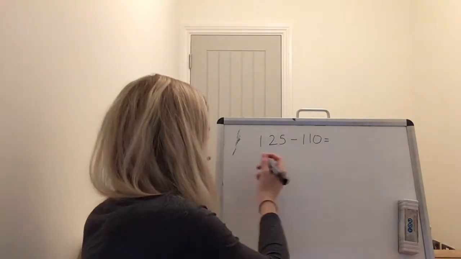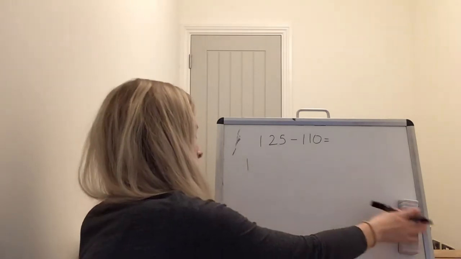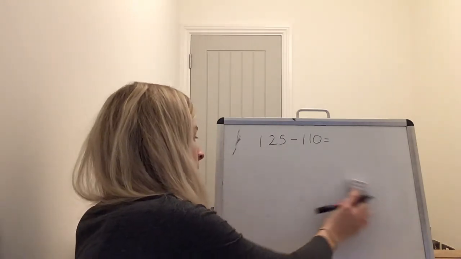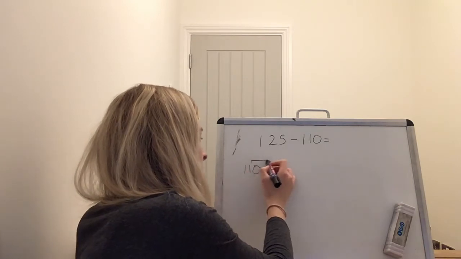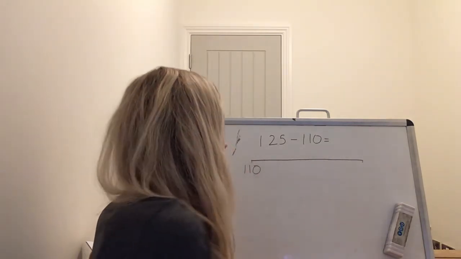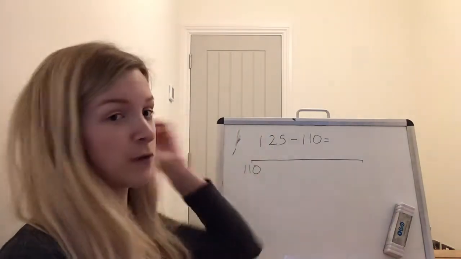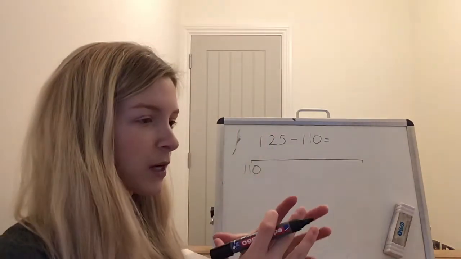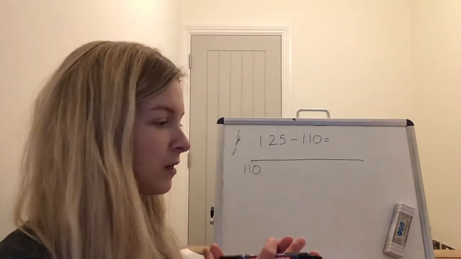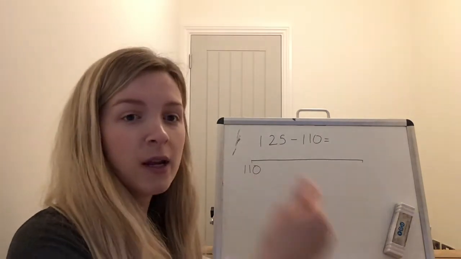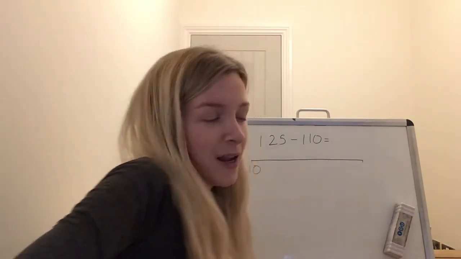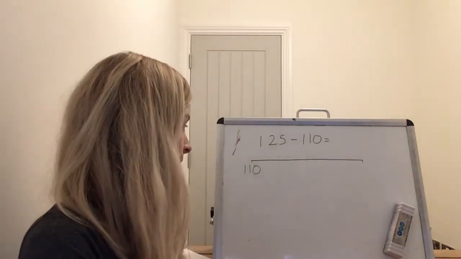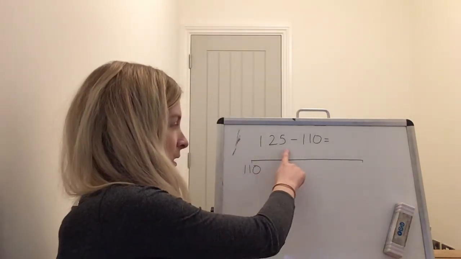So, I won't write it out there. 110 on our number line, and we need to get to 125. So just because we're working with bigger numbers doesn't mean that we can't think about what the next multiple of 10 is. Remember, multiple of 10 being a number in the 10 times table. So we're trying to get to 125.